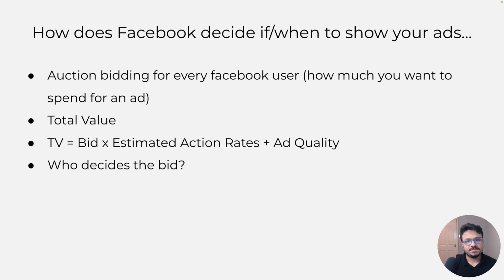Whenever someone starts browsing Facebook, whether through desktop or mobile, through the app, a process starts in the Facebook backend that's called an auction. So auction is basically a process that allows Facebook to make a decision about what type of ad this user would be interested in seeing.